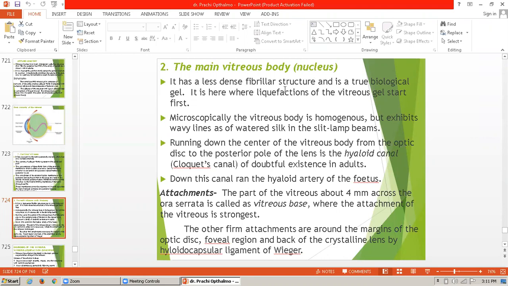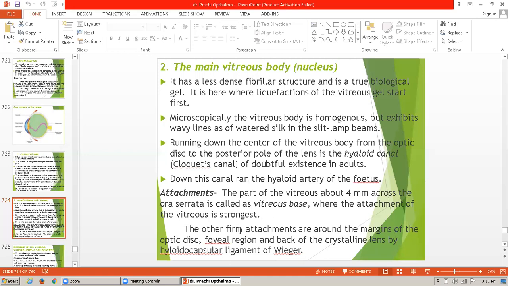So, second is the main vitreous body, that is the nucleus. It has a less dense fibrillar structure and it is a true biological gel. It is here where the liquefaction of the vitreous gel starts first. Microscopically, the vitreous body is homogeneous but exhibits wavy lines as of watered silk in the slit lamp beam. And running down the center of the vitreous body from the optic disc to the posterior pole of the lens is the hyaloid canal, that is Cloquet's canal, of doubtful existence in adults. Down this canal runs the hyaloid artery of the fetus.